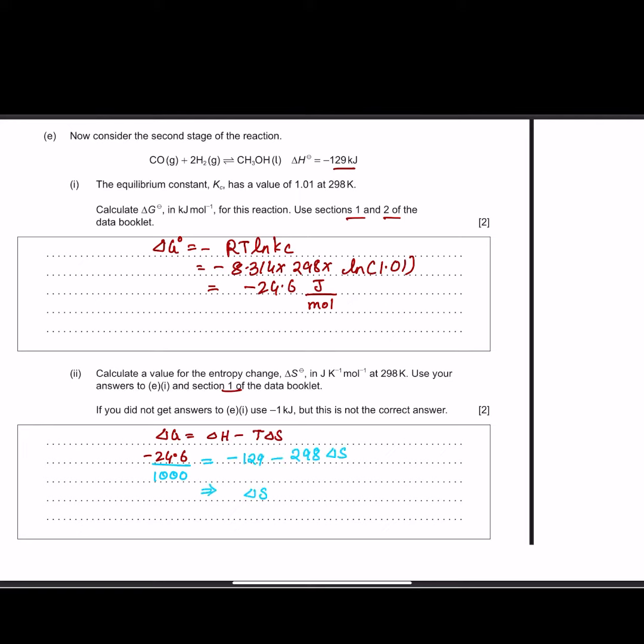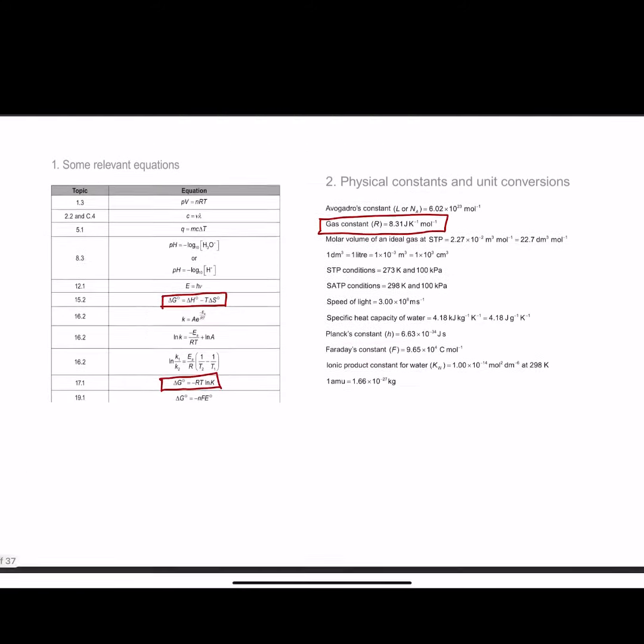Upon solving this, what you get is delta S as minus 0.433 kilojoule per mole Kelvin. And also you can write it as minus 433 joule per mole Kelvin. That is also the correct answer. It's delta S naught. Okay, so we are done with this.